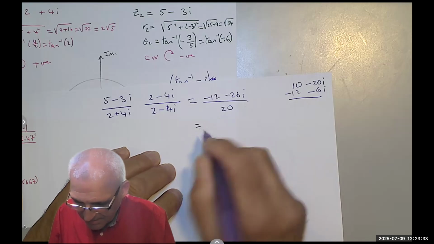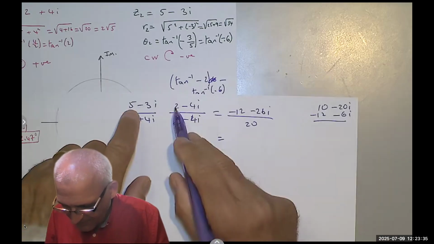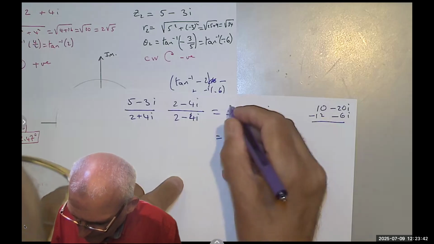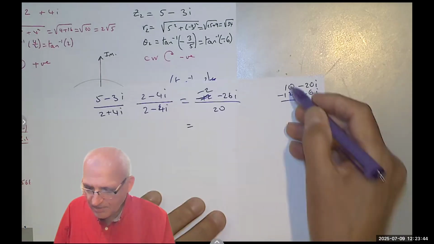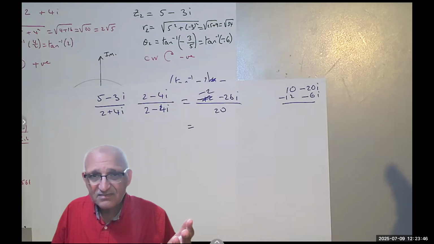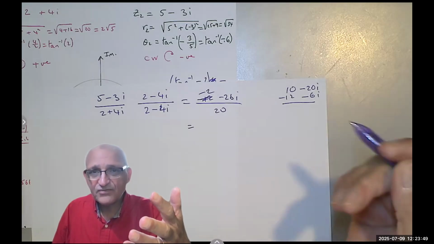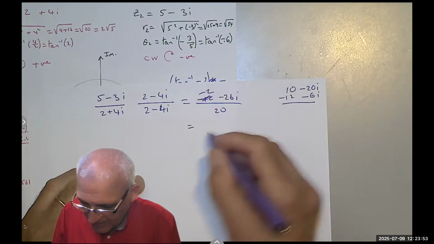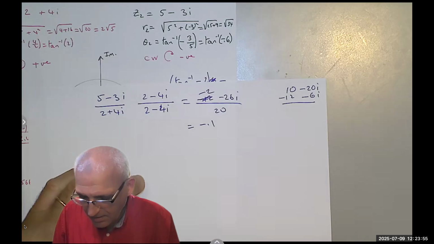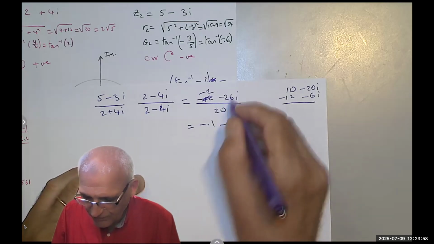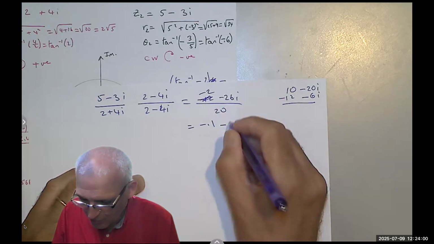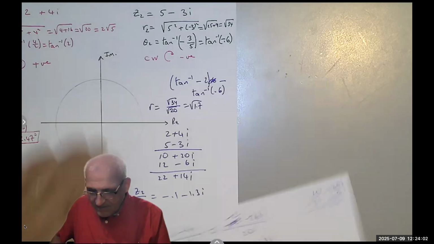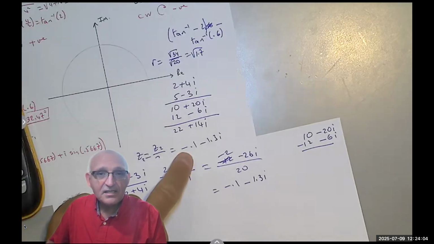Did I do the math correctly? 5 times 2 is 10. Yeah, this is negative 2, not negative 12. Why did I say 10 minus 12 is negative 12? I have to watch some videos to learn how to add and subtract. Oh my God. So negative 2 over 20 is negative 0.1, minus 26 over 20 is 1.3i. Oops, exactly what we had here.